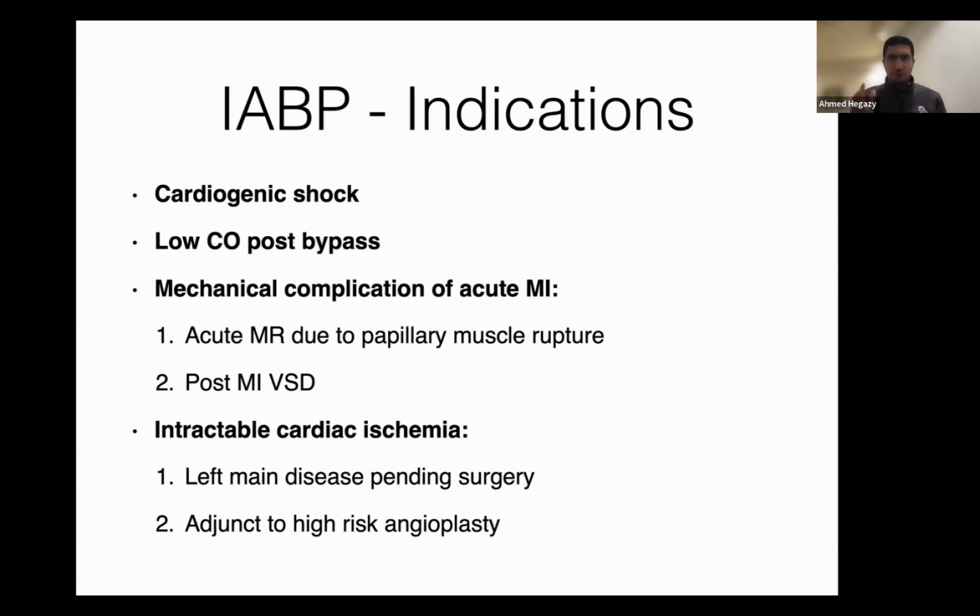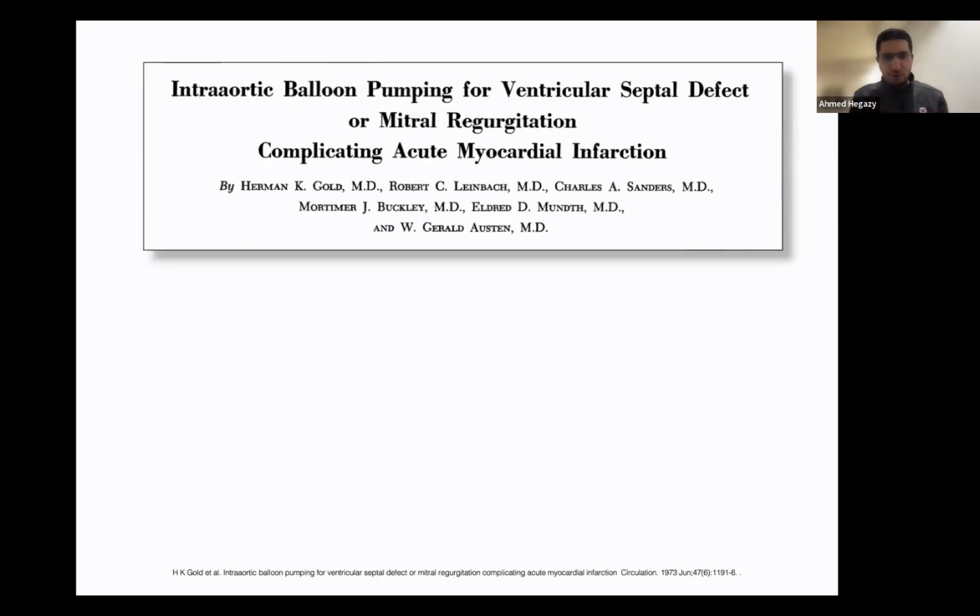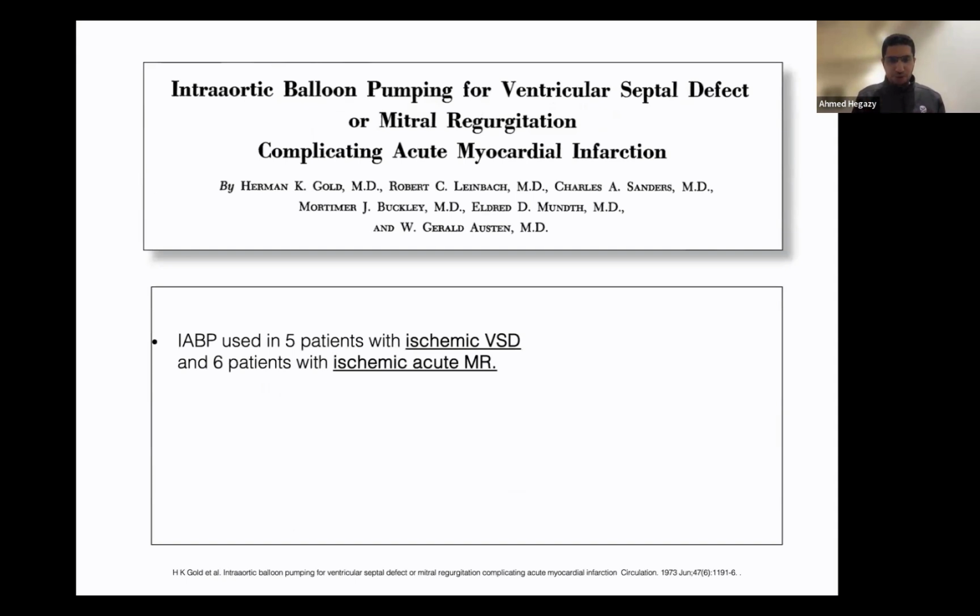I've seen patients where a balloon pump makes a huge difference, and it's just like night and day. And so where did we get this from? This is a very old publication, from 1973. They looked at balloon pumps with ischemic VSDs and ischemic MR, and they published this in Circulation, and all they had was 11 patients. Back in 1973, you could publish in Circulation with only 11 patients.